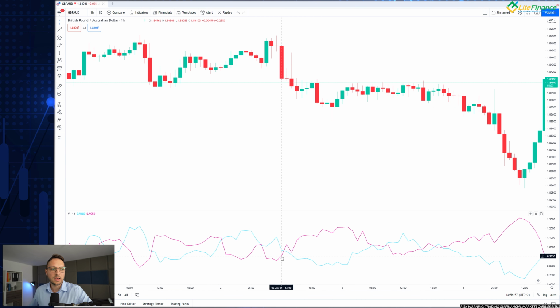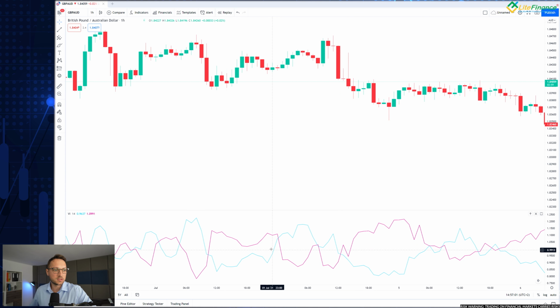When the line crosses any other, for example, let's check this moment. When the blue line crosses the purple one to the upside, that means that the bulls will be in advantage, and therefore it will signal us the bullish movement, the movement to the upside.